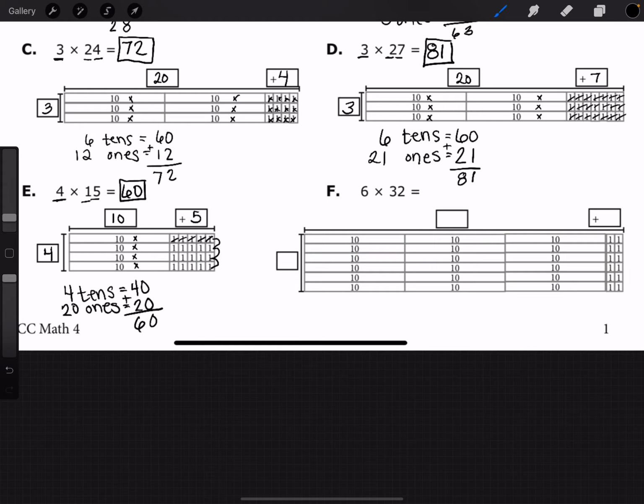All right, guys. Now we have kind of the challenge one. We have a 1 digit by a 2 digit. So the side that has the 1 box will have the 1-digit number. And the side that has the 2-digit number will be 30 plus 2. Now that 30 is just like that 20. It's not a 10 and a 10, but it's a 10 plus 10 plus 10. So each row is going to have 3 tens. So let's count. 1, 2, 3.